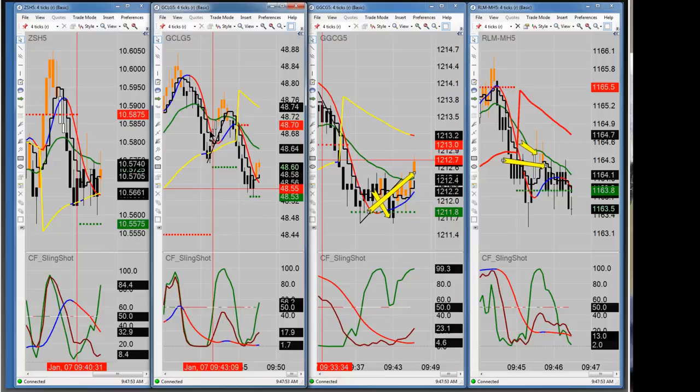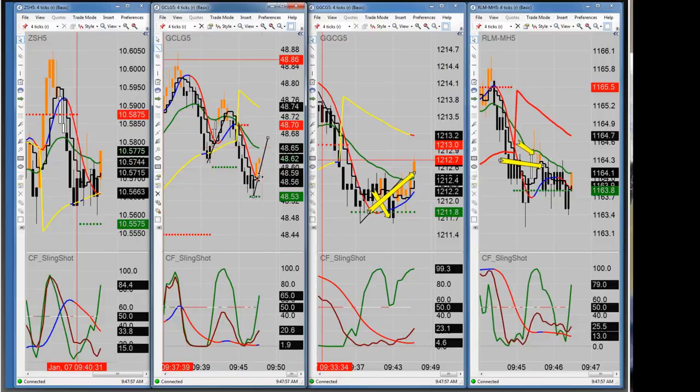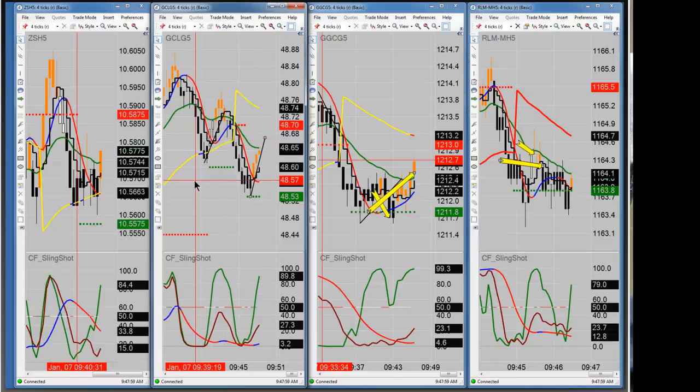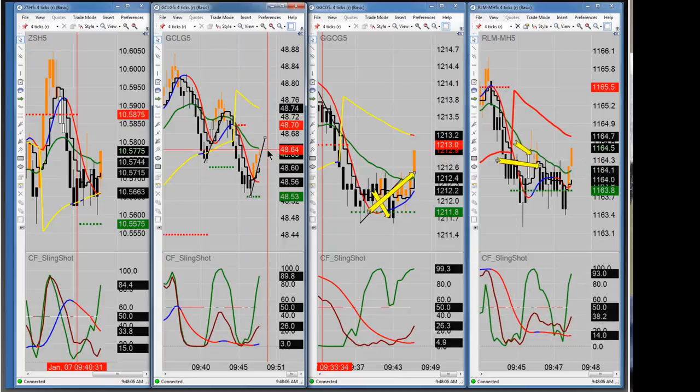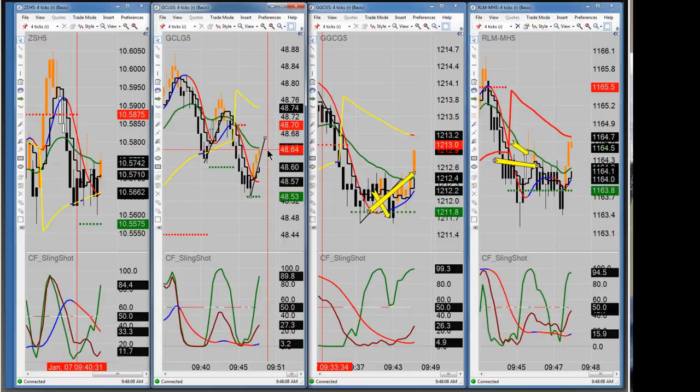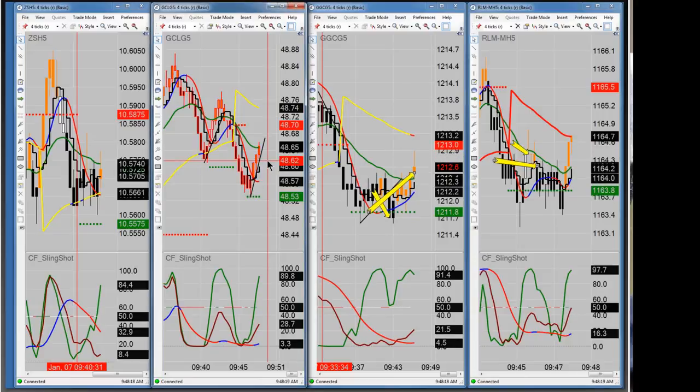Alright. On the crude. Here we go. So, the close above the step line was right there. 48.64 is the high on this. 48.60 would be the low. Now 48.66 is the high. 62 would be the low. No, 62 would not be low enough.